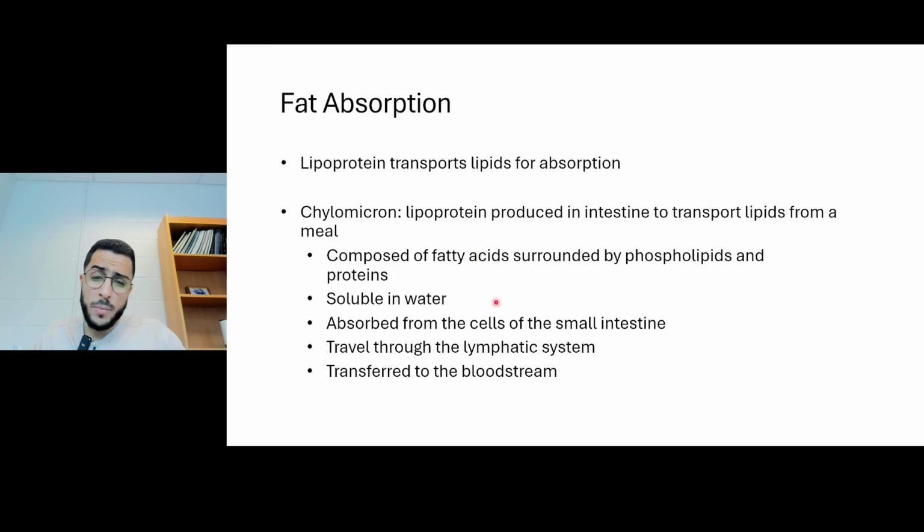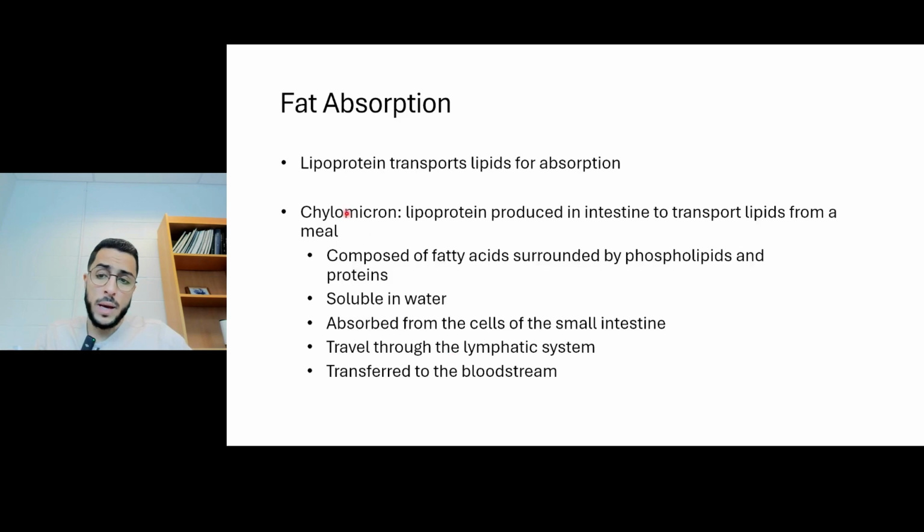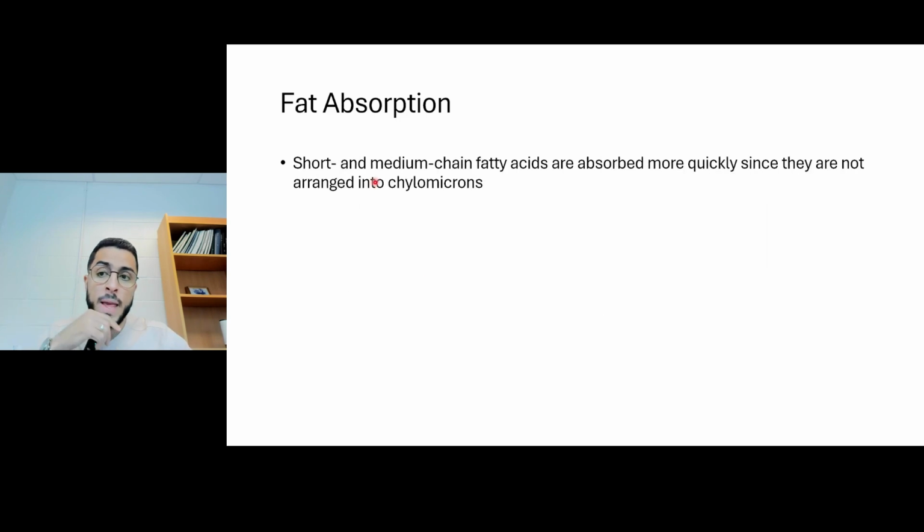So the chylomicron is composed of fatty acids. Inside of it, you have the phospholipids and proteins that I just told you about. They are soluble in water, and they are going to travel through the lymphatic system and then be transferred to the bloodstream. These chylomicrons will carry the triacylglycerides, for example, the phospholipids, cholesterol esters, and whatnot. Okay. Short and medium chain fatty acids are just absorbed easily. They don't need to be arranged into the chylomicron, and so they will just be transferred directly.